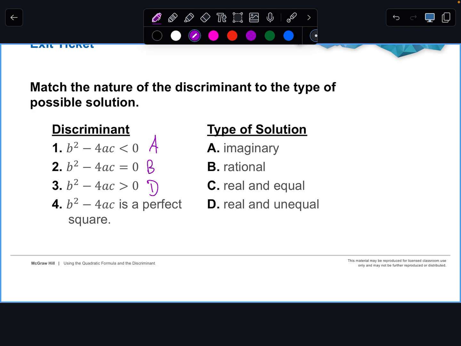And B squared minus 4AC is a perfect square. Rational. Okay?